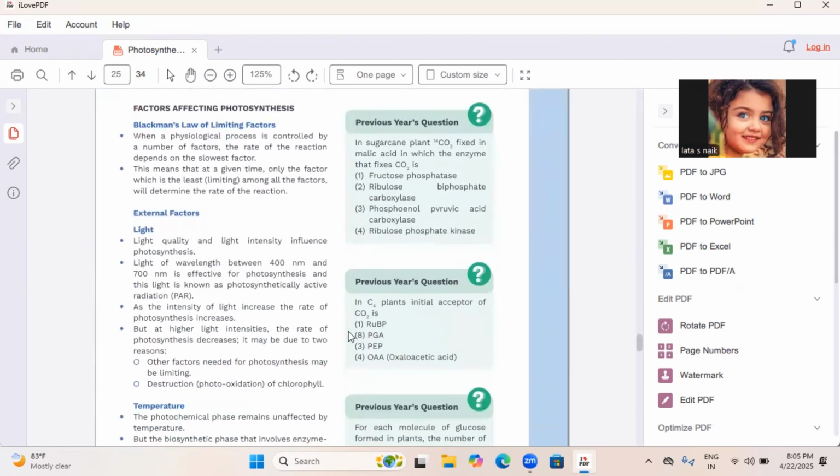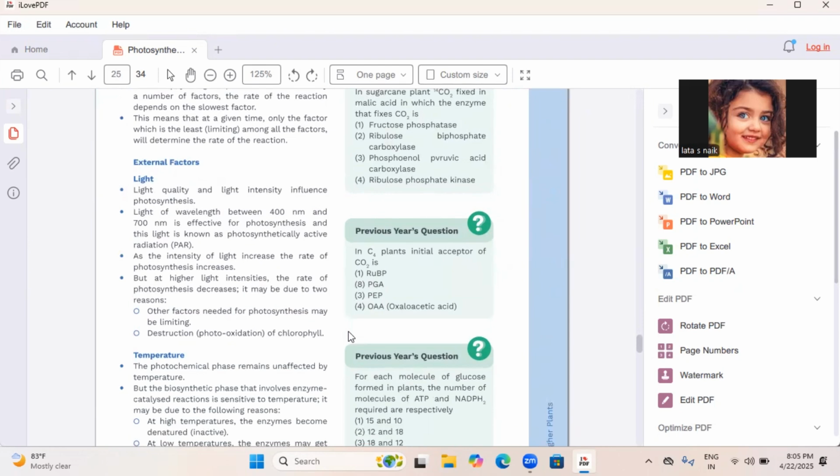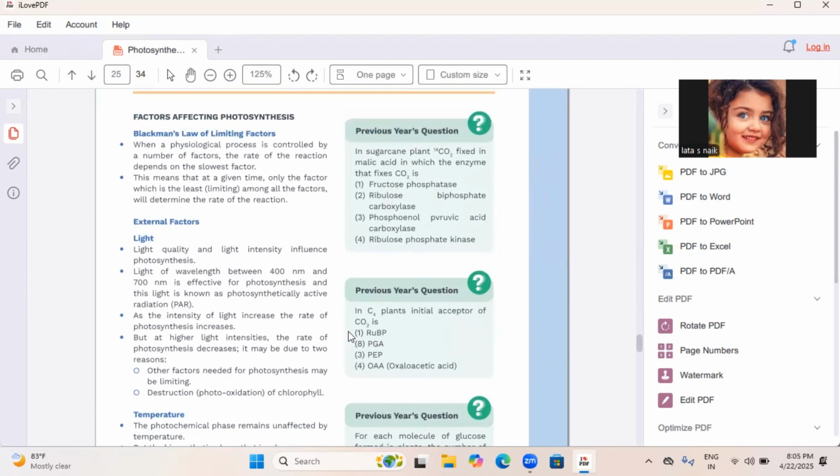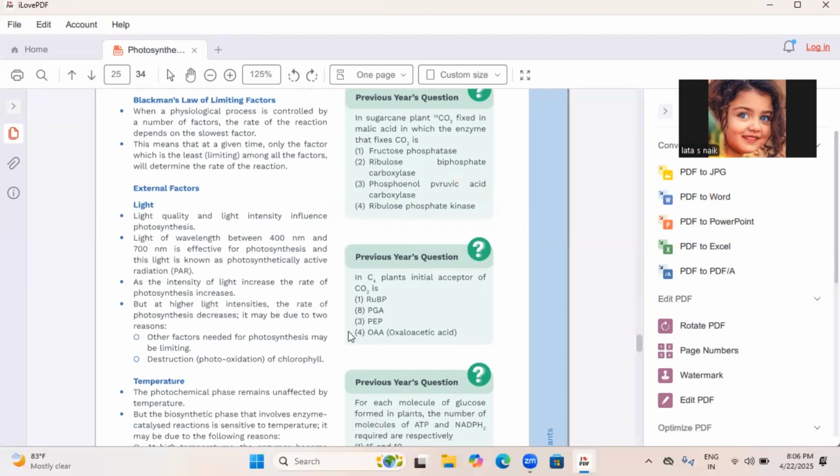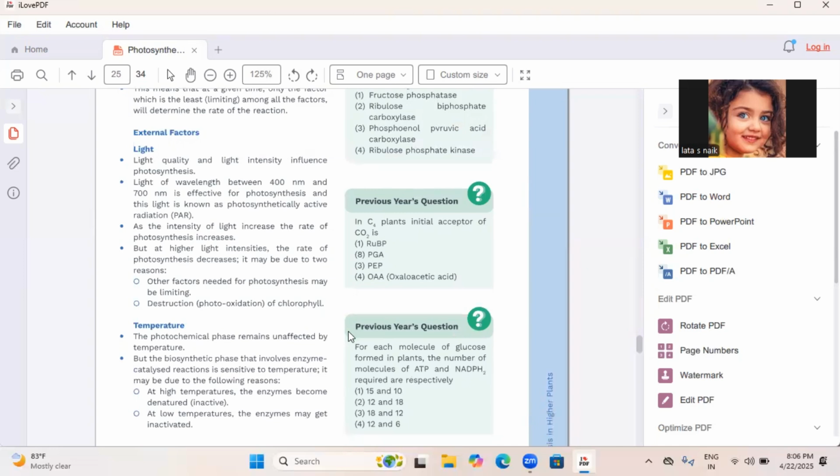So, what are the different factors affecting photosynthesis? External and internal factors. Blackman's law of limiting factors: when a physiological process is controlled by a number of factors, the rate of reaction depends on the slowest factor. This means that at a given time, only the factor which is most limiting amongst all the factors will determine the rate of reaction. Now, the external factors are light, temperature, light quality and light intensity, which influence photosynthesis.